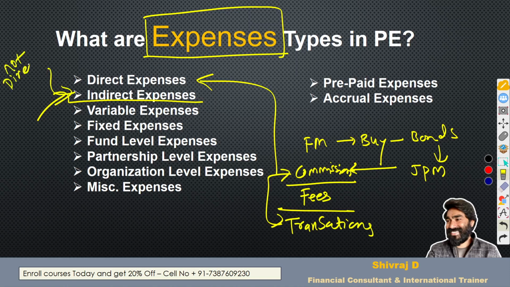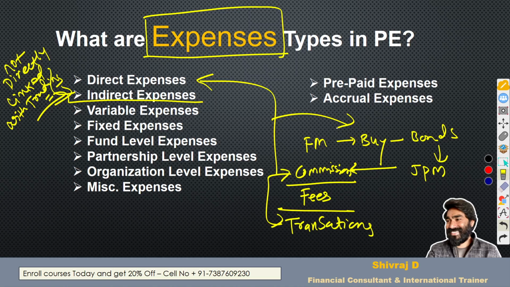Not directly linked with trading. Expenses which are directly linked with trading become your direct expenses, and that's what I said. Broker commission fees and transaction fees come under direct expenses. Sometimes you can add these to the buy value or sell value of the trade. But indirect expenses, of course, you will have to record separately because those are related to the operations, not the trading part.